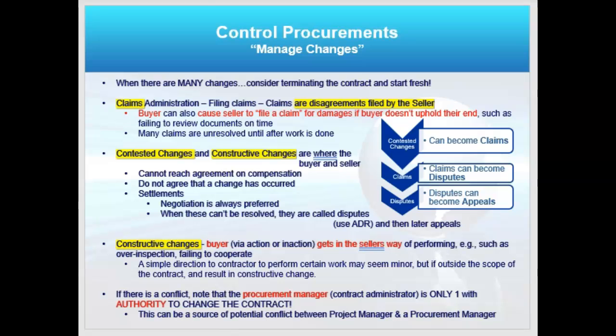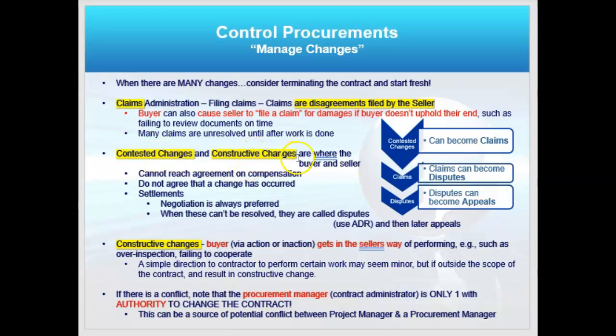So claims administration as a part of the control procurement is about claims. These are disagreements filed this time by the seller. Hey, buyer, you caused me to do this or that. That caused me damage that I couldn't meet something. They may be valid. They may be trying to get some of their money back, recoup some dollars. Who knows, right? So contested changes on the right here can become claims. Claims can become disputes, and disputes can become appeals. This can get sticky.